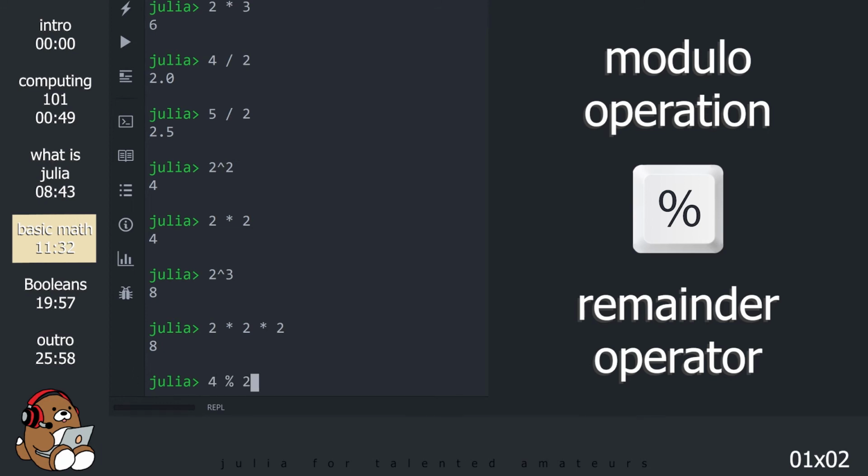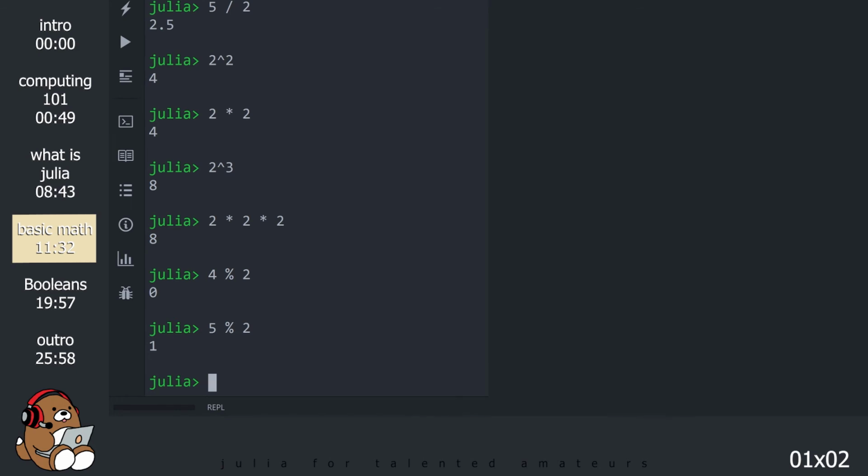So this is read 4 modulo 2, and that equals 0. And that's because when you take 4 divided by 2, the remainder is 0. And this is read 5 modulo 2, and that equals 1. And that's because when you take 5 and you divide by 2, the remainder is 1. If you're a computer programmer, this is nothing new. However, if you're a normie like me, this is a little weird. We'll find out later that the remainder operator is actually very useful, but it will take some getting used to.